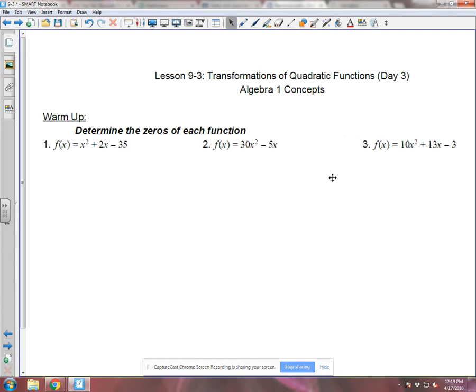So let's talk about what it means to be the zeros of a function. You all should know from our previous sections that a zero of a function is the same as a root, is the same as an x-intercept. So when the directions say find the zeros of the function, they're just telling you to find the x-intercepts. So I'm going to pull up Desmos, and I'm going to type in this function, and we're going to see where it crosses the x-axis.